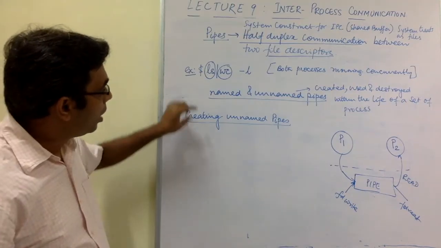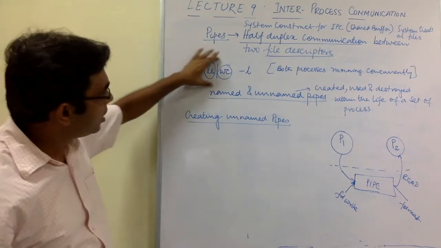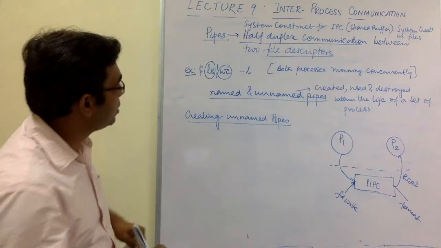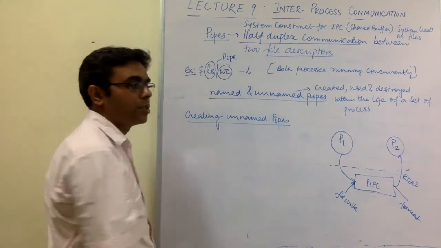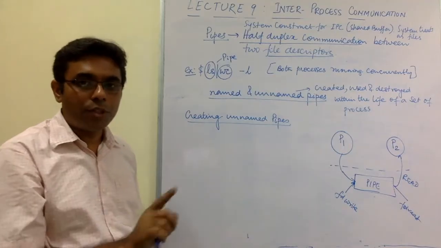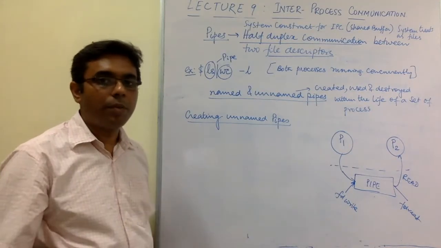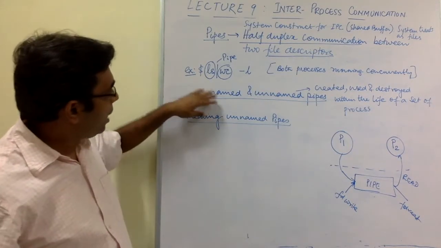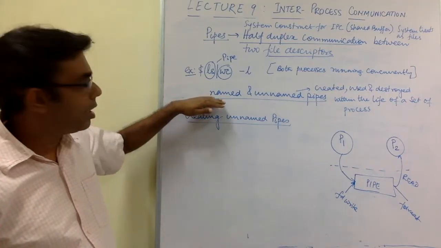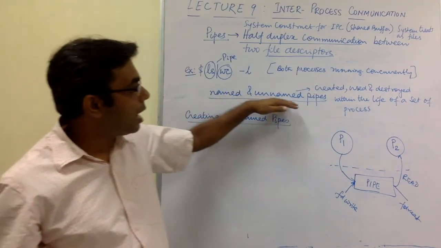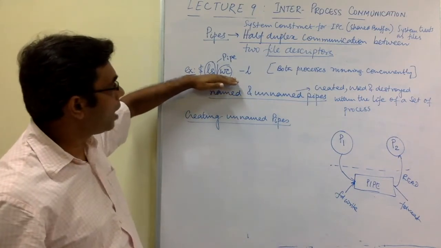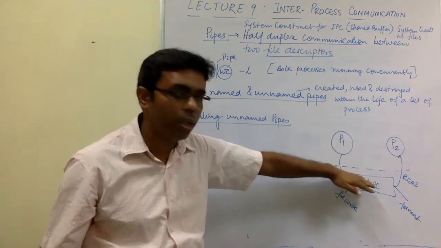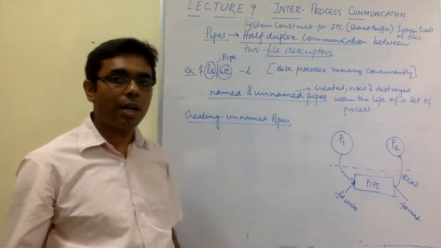Now, this is a typical example of a pipe, where you see that this is the pipe that joins these two processes, which enables the communication between these two processes. Now, pipes are of two types. They are either named pipes or unnamed pipes. This is a typical example of an unnamed pipe, and the one that we are going to show here is also an unnamed pipe. Why do we say unnamed?